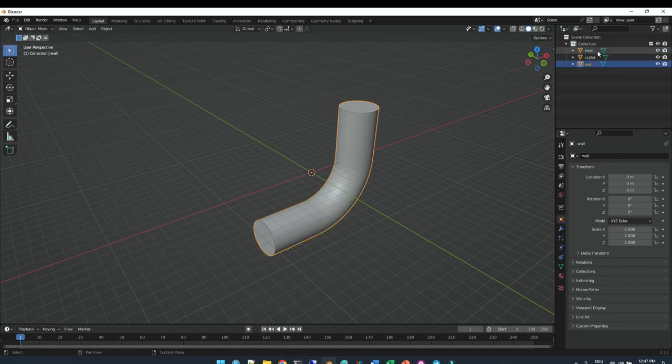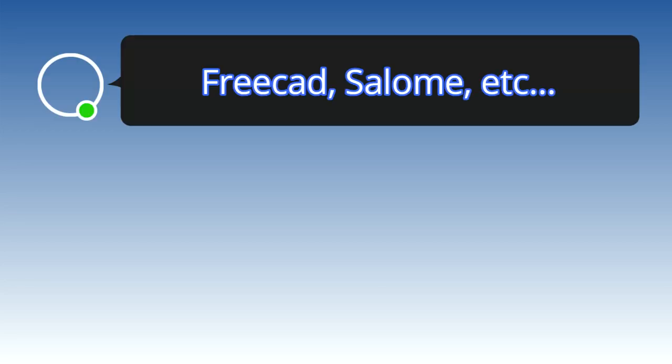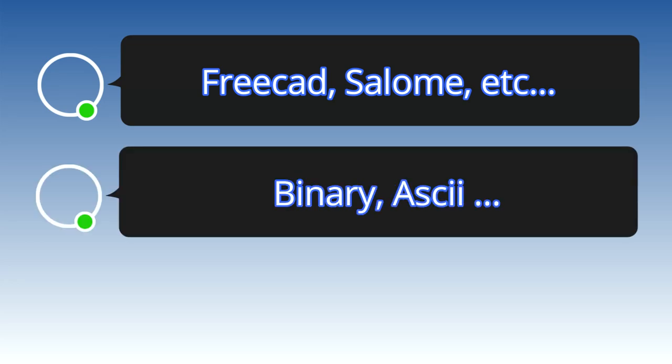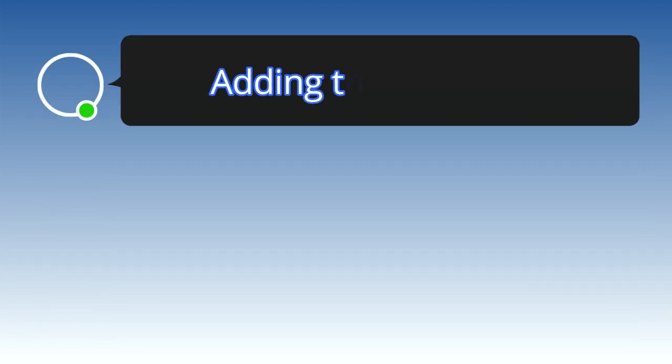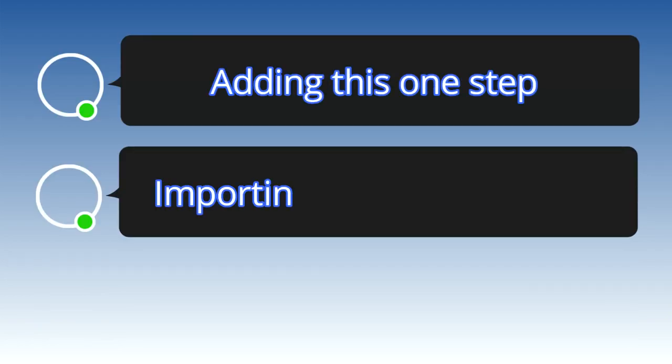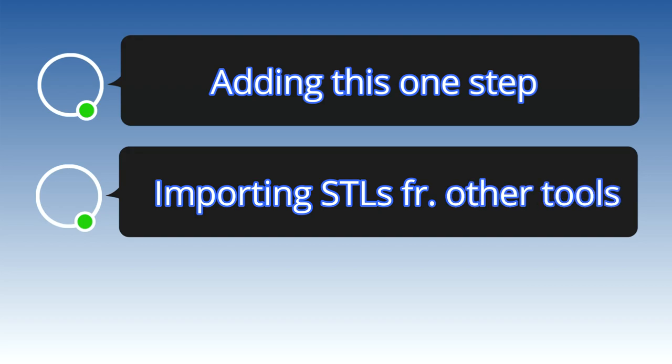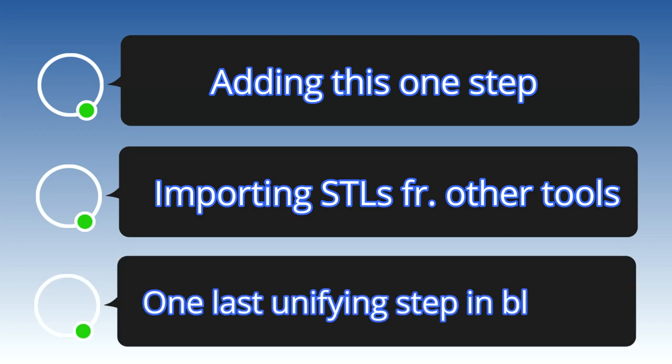And this is something that you can also do for your geometry if you have more than one inlet, outlet, or walls. And just think about what that means. It doesn't matter whether you're using FreeCAD or Salome or a commercial tool. It doesn't matter whether you have a binary STL, an ASCII STL, and every tool has its naming convention. That all doesn't matter. By adding this one step, by importing your STLs from other tools, by implementing your geometry in Blender, you end up with one last unifying step in Blender.